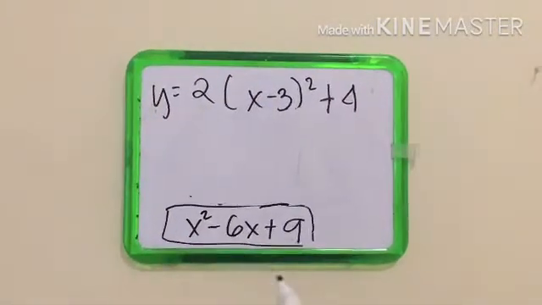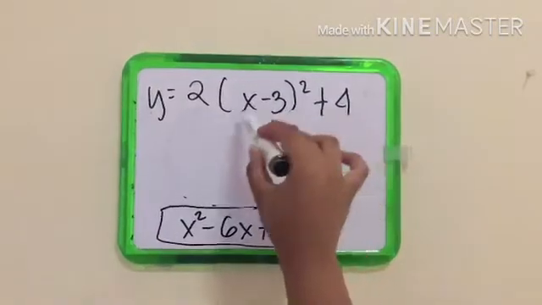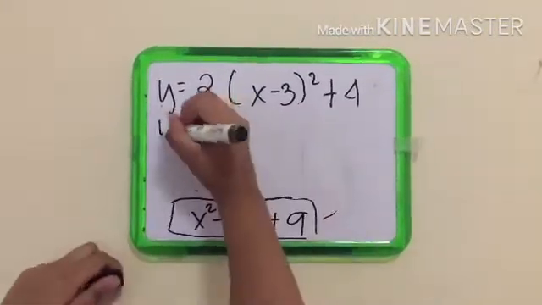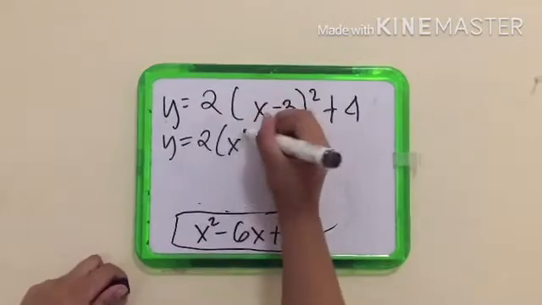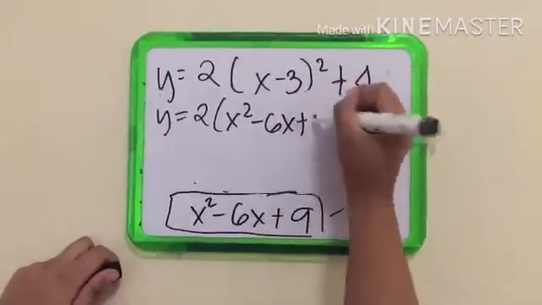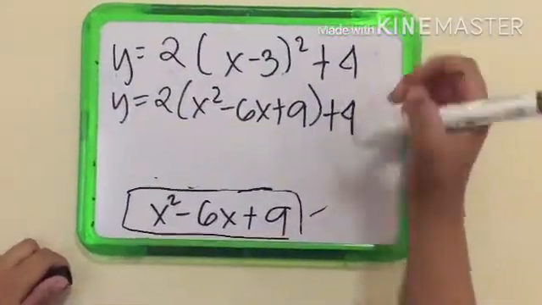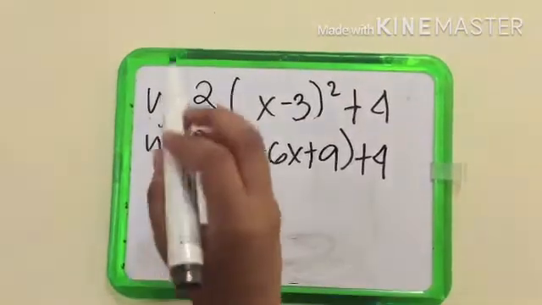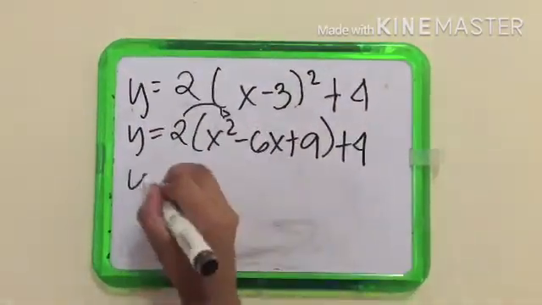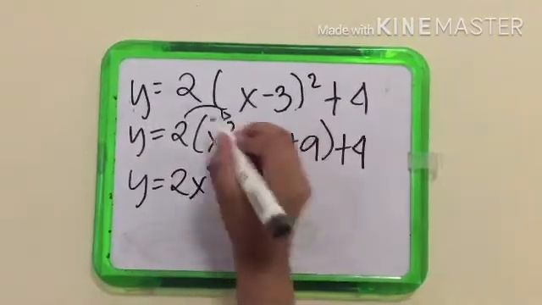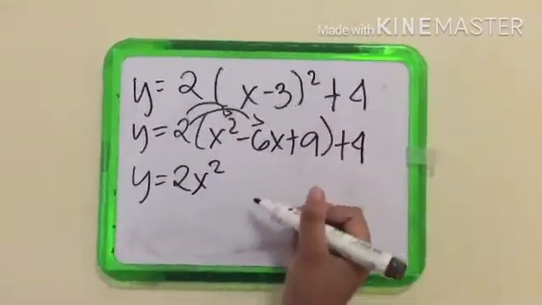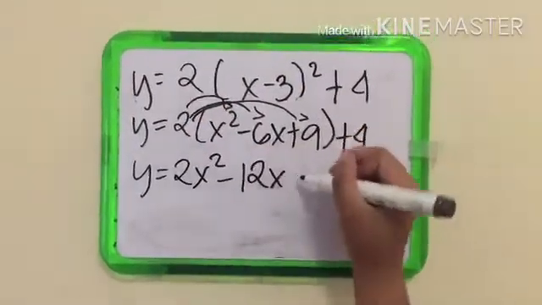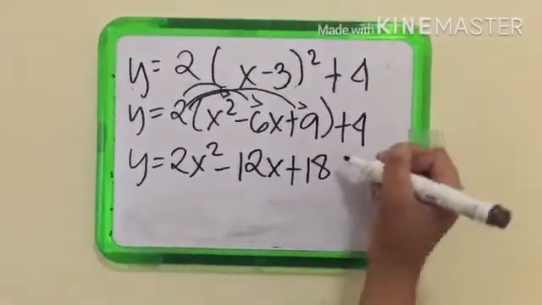The next step is to replace the (x minus 3) squared with the trinomial. So we have y equals 2 times (x squared minus 6x plus 9), and don't forget the positive 4. Next, distribute the a value, which is the 2. We have 2 times x squared, and 2 times negative 6x, so we have negative 12x, and the last term, 2 times 9, is positive 18, and don't forget the positive 4.